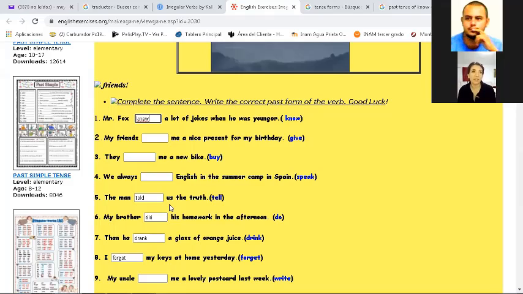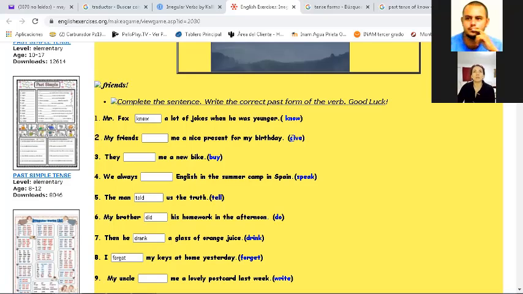Now let's read the complete sentence. Mr. Fox knew a lot of jokes when he was younger. Maybe he doesn't know any joke now, but when he was younger, he knew a lot of jokes, okay?